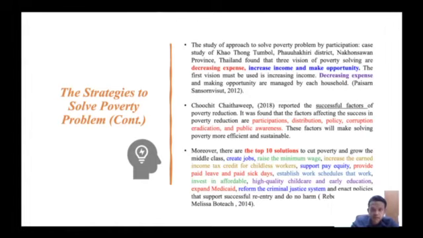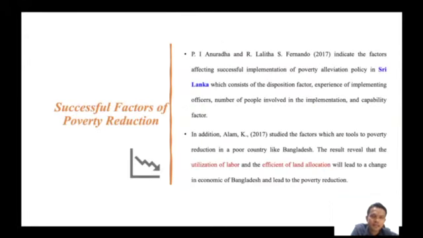The next study is about the successful factors of poverty reduction. The factors consist of participation, distribution, policy, corruption eradication, and public awareness. And the last is the top 10 solutions to cut poverty and grow the middle class, like create jobs, raise the minimum wage, increase the earned income tax credit for childless workers, support pay equity, and provide paid leave and paid sick days.